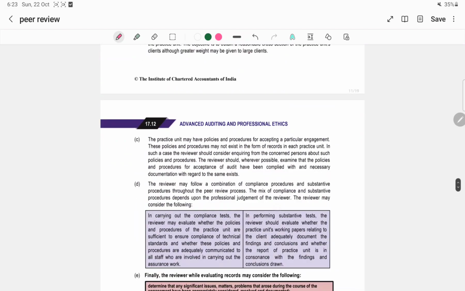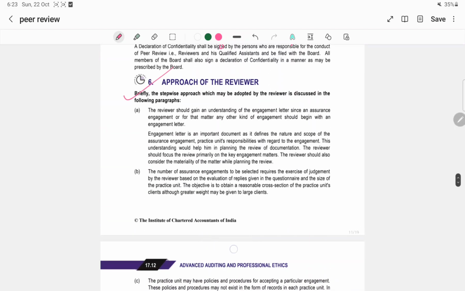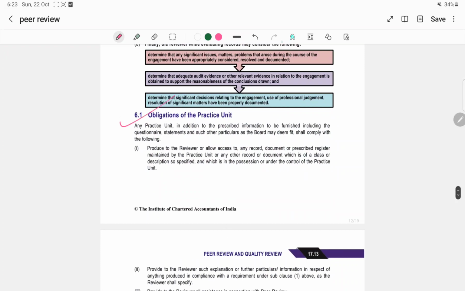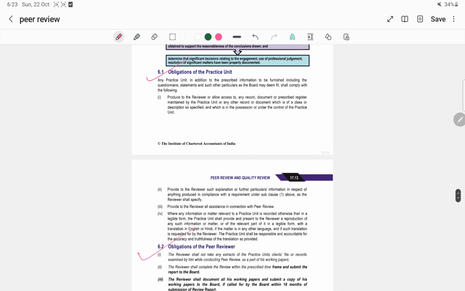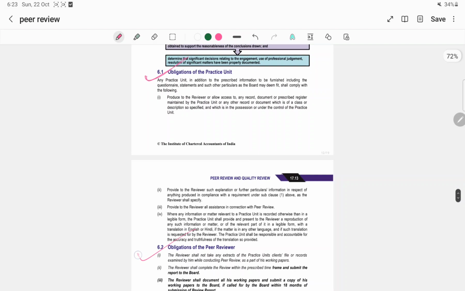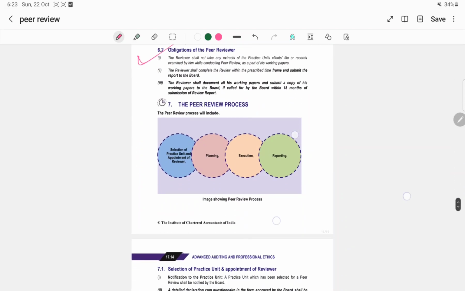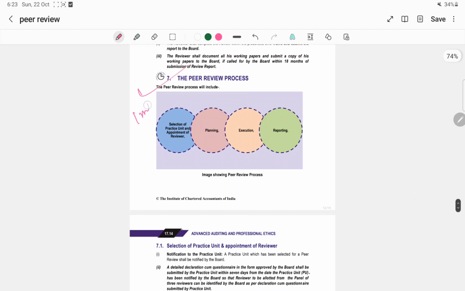Now, the approach of the reviewer: you can see a summary and read it on your own. There are two obligations: obligations of the practice unit and obligations of peer review. In the past, questions have sometimes come from this, so just go through it. Then the process is important. The process is all about the timelines.